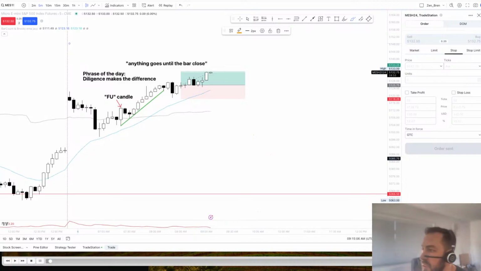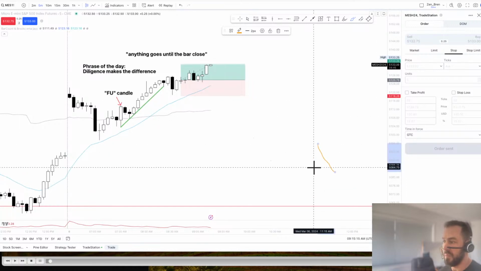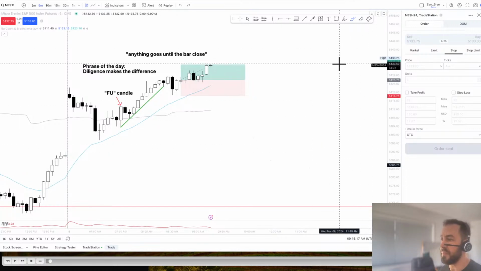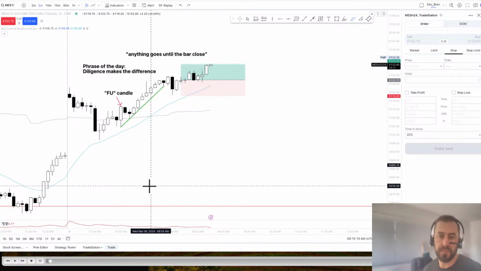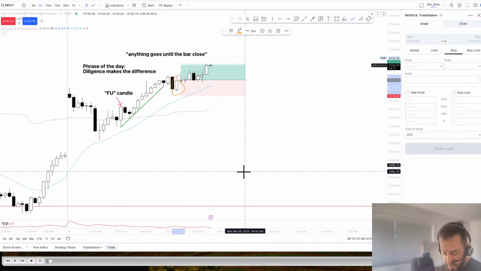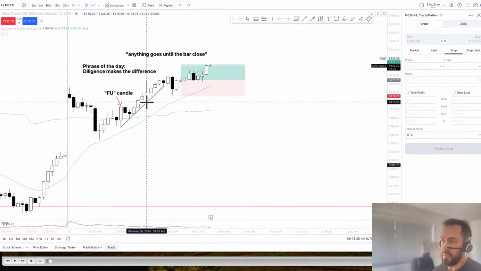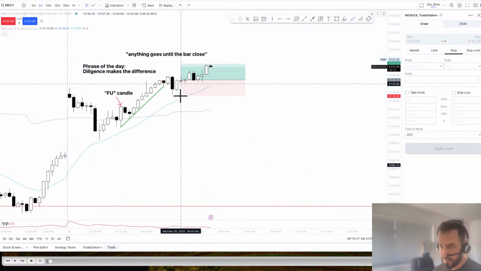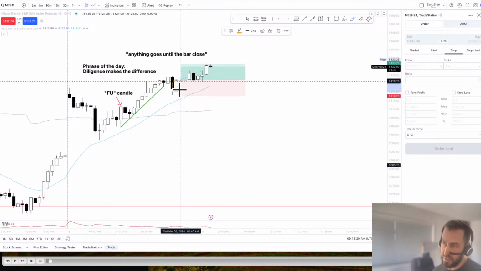All right, so that's the review. Beautiful scalp here. Simple logic. Trend continuation. Break of the trend line. Bull sky trend continuation.